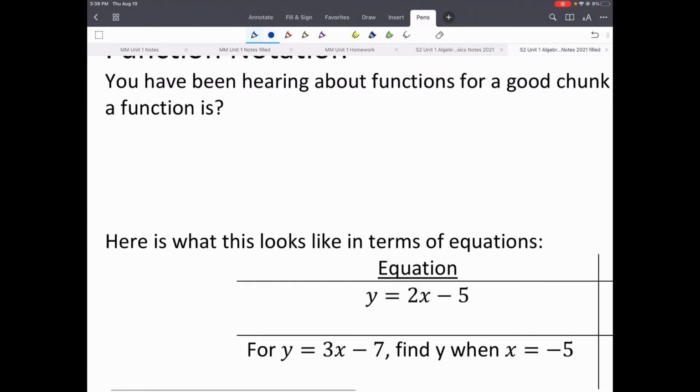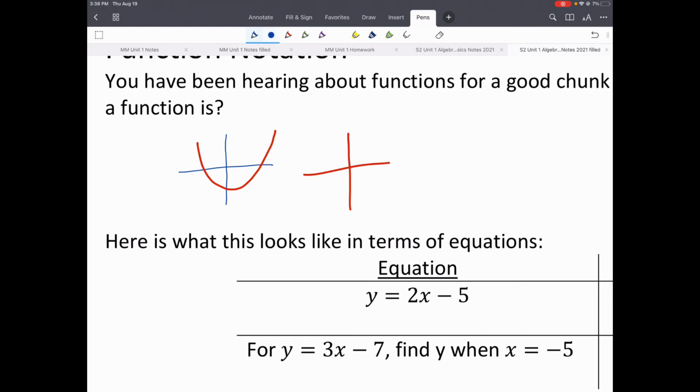Oh yeah, I missed this. Okay, so a function is like a one-to-one relationship. If you put something into an equation and it gives you one output, that is a function. A better way to think about that is if you draw a function, an equation, a graph, or something like this.